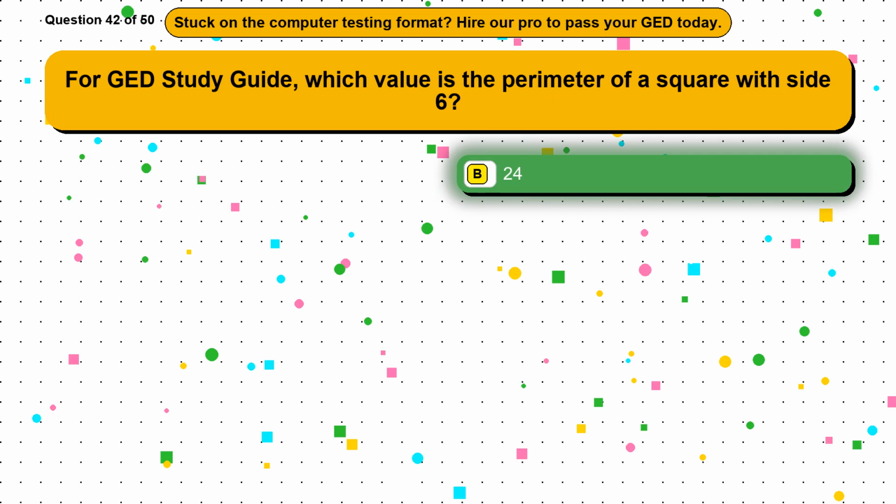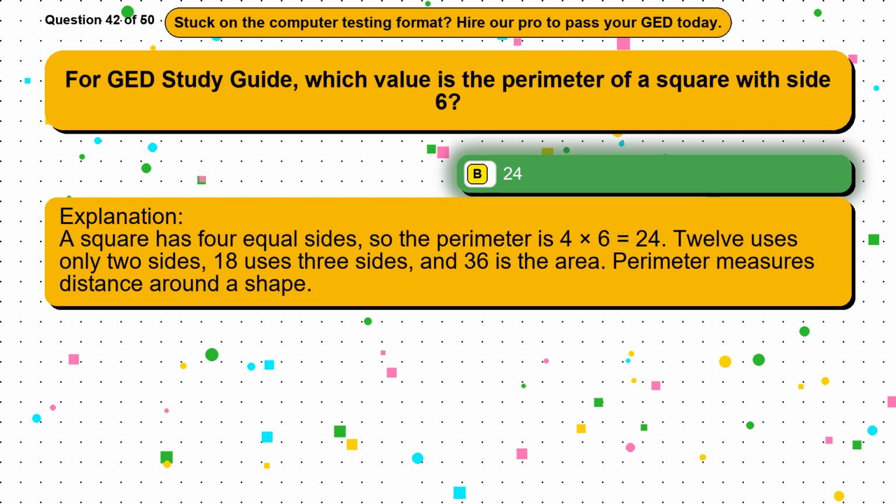The correct answer is option B. 24. A square has 4 equal sides, so the perimeter is 4 times 6 equals 24. 12 uses only 2 sides, 18 uses 3 sides, and 36 is the area. Perimeter measures distance around a shape.